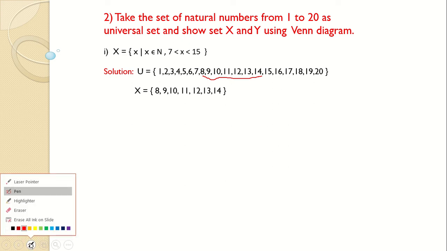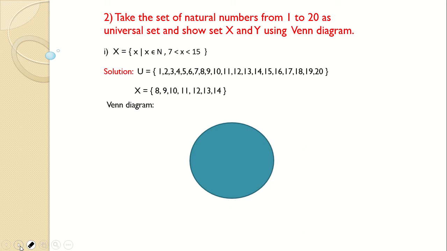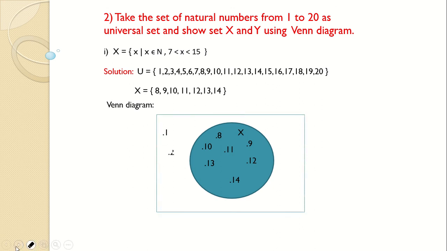Now just show this with the help of a Venn diagram. That means draw a rectangle. Inside we will have all the elements of X: 8, 9, 10, 11, 12, 13, 14. Okay, this is X, and all the remaining which are not in X but are in the universal set will be outside of X. So 1, 2, 3, 4, 5, 6, 7, 15, 16, 17, 18, 19 and 20.